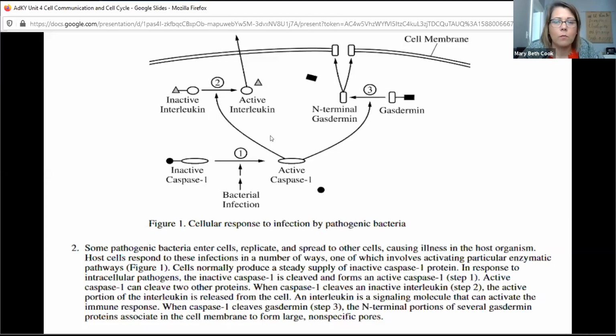So again, while you guys are kind of thinking, you don't have to repeat questions, save yourself that time. And so you're telling me if step 3 could not occur, how does that affect the pore forming and interleukin being released?